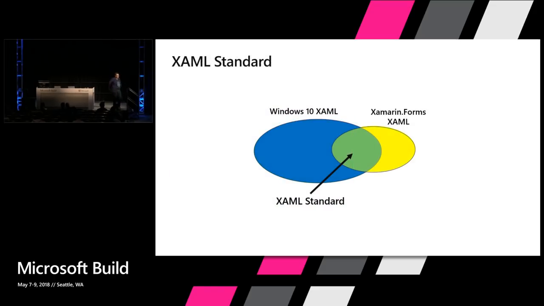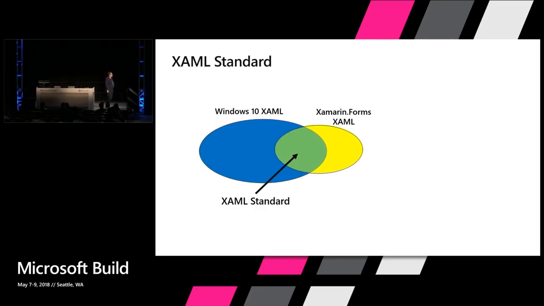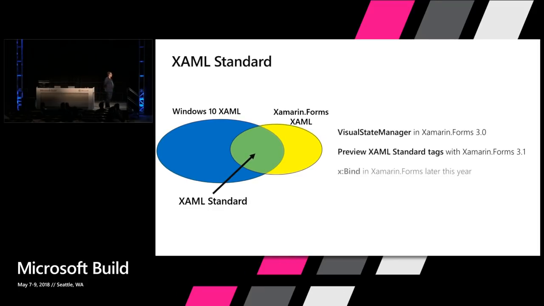I want to talk about XAML Standard. I've got a lot of questions about this. And so the goal of XAML Standard is to improve dialect alignment between Windows 10 XAML and Xamarin.Forms XAML. And there's a set of improvements that the teams have been working together to bring to you as part of that effort that I'm happy to tell you about, and then there'll be more information about them in the Xamarin.Forms talk tomorrow too. One is Visual State Manager will be in Xamarin.Forms 3.0, so that'll help you bring more alignment in the dialects there.